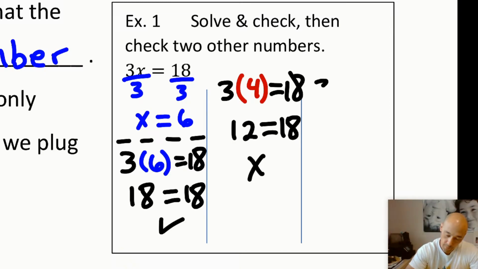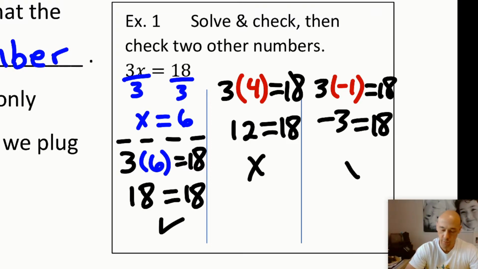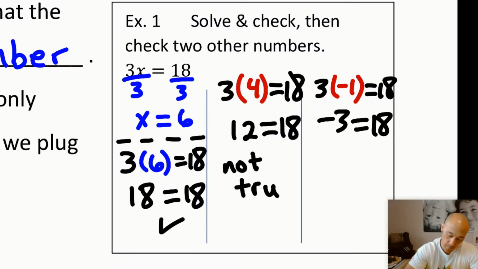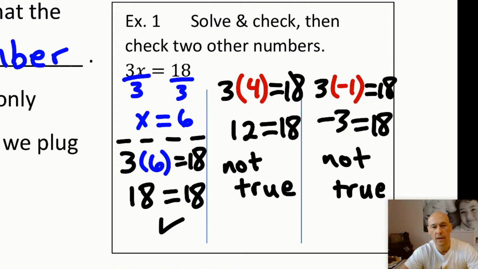We're going to check another one. This time I'm going to plug in -1. And 3 times -1 is -3 equals 18. -3 does not equal 18. No, that's not true. Maybe instead of an X, I should have put not true there. Let's actually do that. Not true. Because X looks like our unknown value x, and we don't want that.